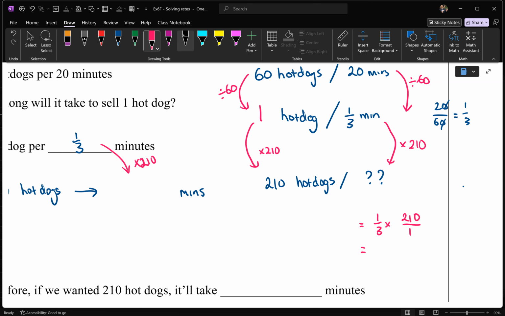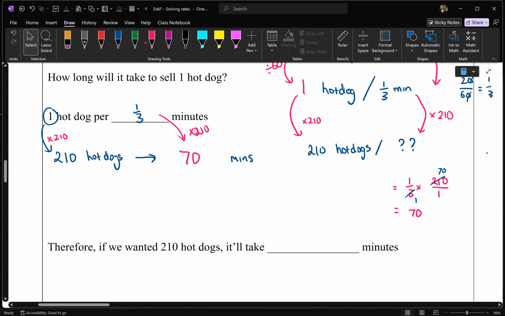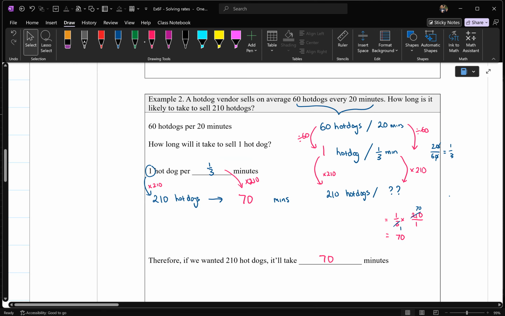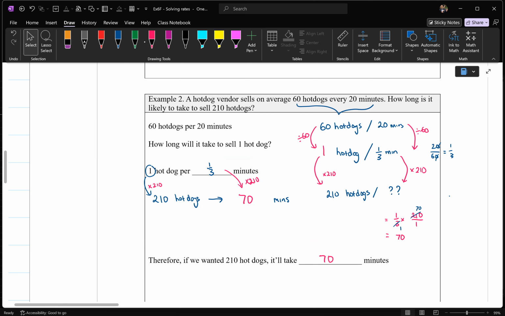Hopefully you can see that you can simplify this. 3 goes into 3 once, and then 3 goes into 210 70 times. Or you can type it all in your calculator and you would have got 70. So the answer is for 210 hot dogs, it would actually take 70 minutes. And all you had to do there was calculate what 1/3 times 210 equals. Okay, so that one was a bit trickier than the first example, but that gets you to understand that you can use the initial rate, simplify it so that it can help you solve the problems that you want to do, right?